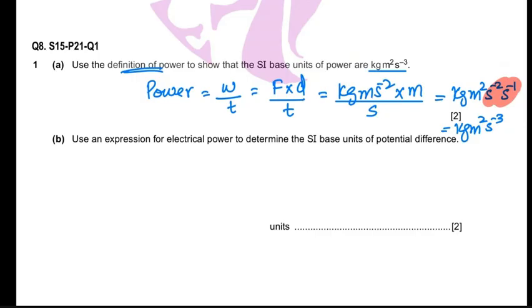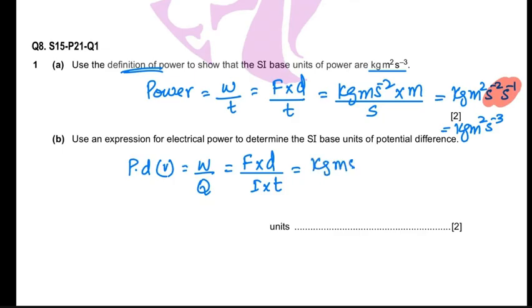Use an expression for electrical power to determine the SI base unit of potential difference. Potential difference, PD or voltage, is work done upon charge. What's work done? It's force into distance. And what is charge? Charge is current into time. What's work done? Force is kg m s^-2 into m, so it will become m^2.